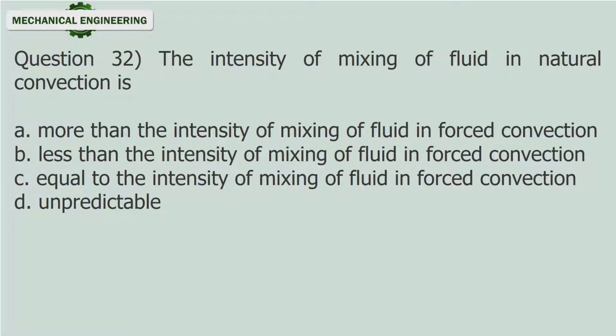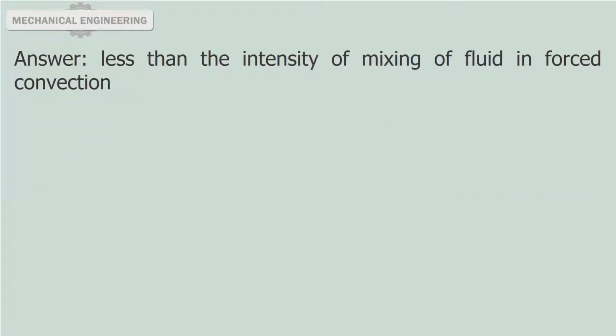Question 32. The intensity of mixing of fluid in natural convection is A. More than the intensity of mixing of fluid in forced convection. B. Less than the intensity of mixing of fluid in forced convection. C. Equal to the intensity of mixing of fluid in forced convection. D. Unpredictable. Answer: less than the intensity of mixing of fluid in forced convection.